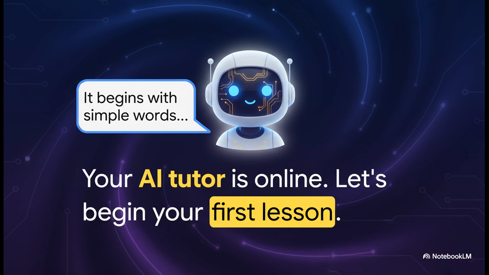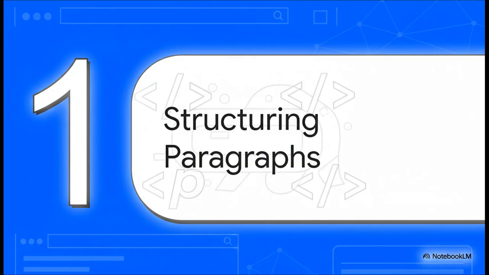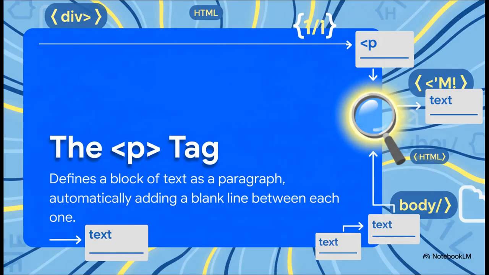My goal is simple. I'm going to show you, not just tell you, with clear demos so you can start building immediately. Okay, first things first, paragraphs. This is the absolute foundation. Without paragraphs, any web page is just a giant, unreadable wall of text. We've got to break it up. To do that, we use the P tag. Just think P for paragraph. It tells the browser, hey, treat this as one single block of text.